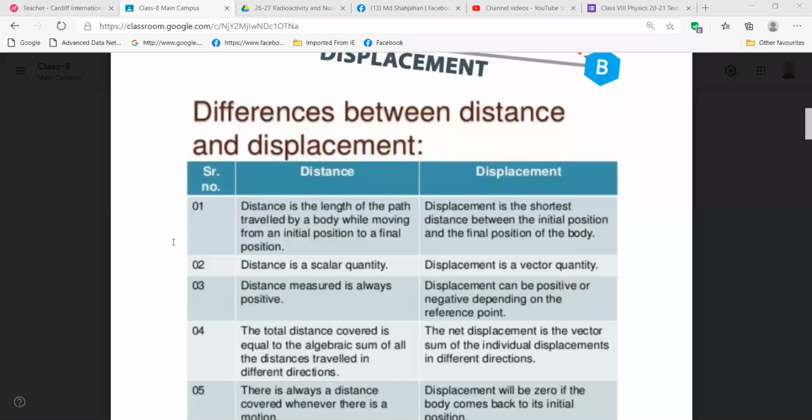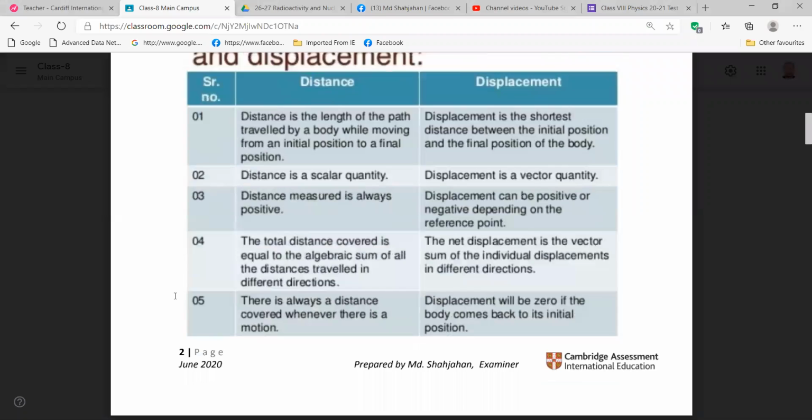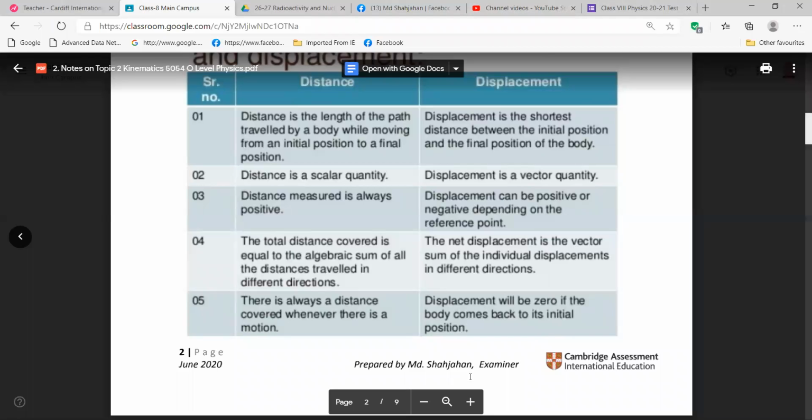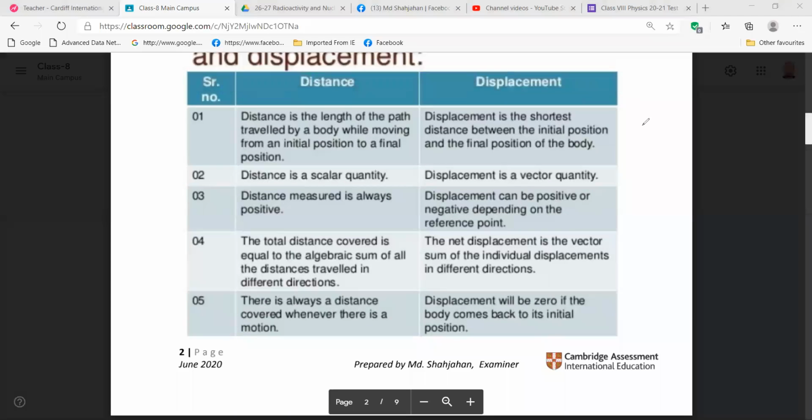Okay, now I think you are clear about distance and displacement, right? Yes, sir. Now continue. There is always a distance covered whenever there is a motion. Displacement will be 0 if the body comes back to its initial position. Sir, initial position means the starting position, right? Yes, starting position. Very good.